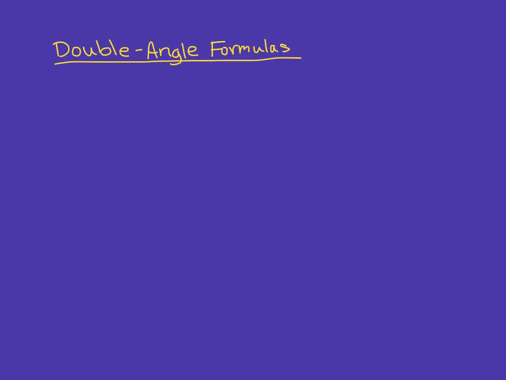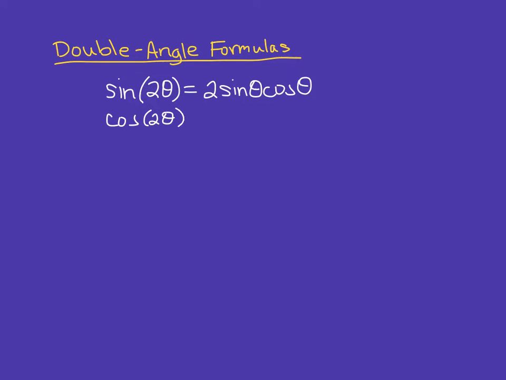So the first one is called the double angle formula, and double angle formula means if you have 2 times your angle. So sine of 2 theta is my first one I'm looking at, and that's going to be equal to 2 sine of theta times cosine of theta. The second one that's important is cosine of 2 theta is equal to cosine squared theta minus sine squared theta.